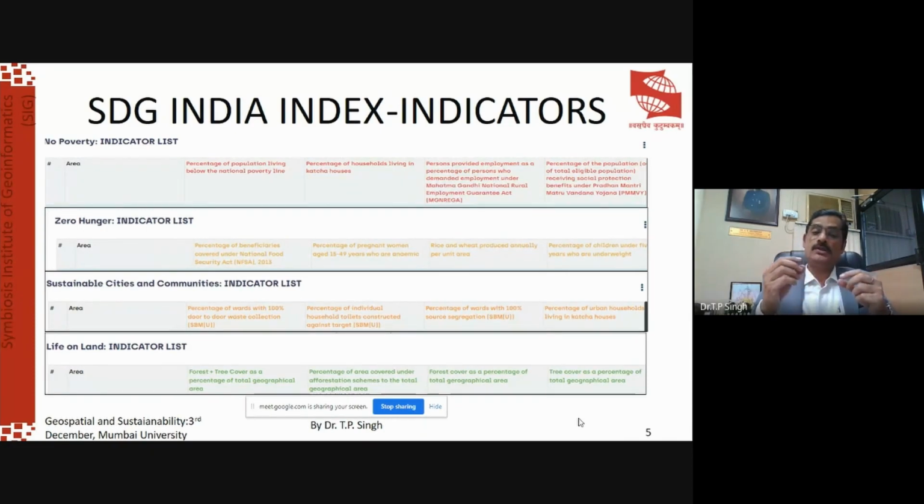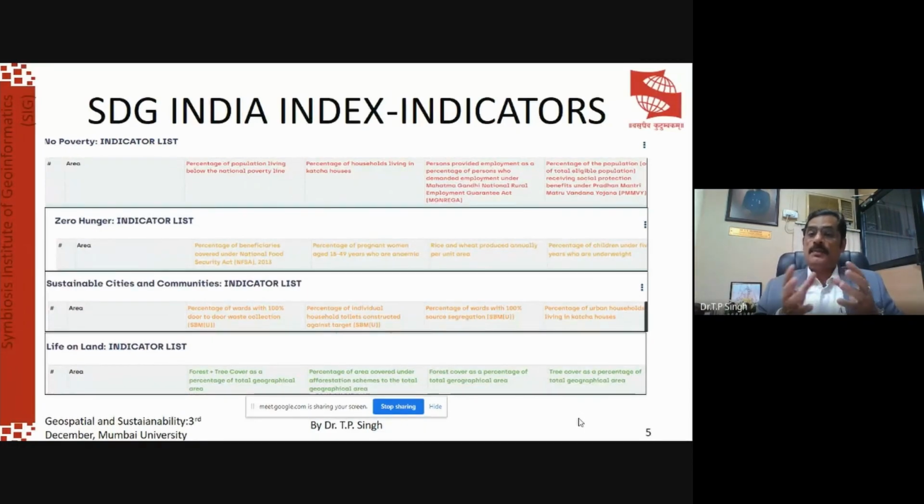Sometimes the question comes: can we achieve these goals with geointelligence or geospatial technology? Yes, we can map these things, but apart from this, indirectly geospatial technology helps to achieve these goals. For the zero hunger indicator, rice and wheat produced annually per unit area, remote sensing, geospatial technology, and GNSS play an important role in mapping wheat and rice, identifying their yield, and predicting rice and wheat yield in coming time. That gives an idea of how much yield we have, and the precautionary measures to take to increase production.